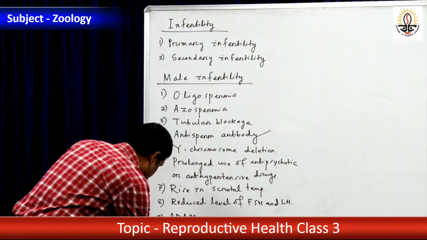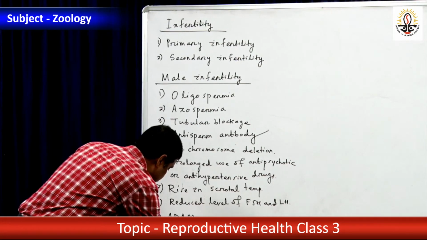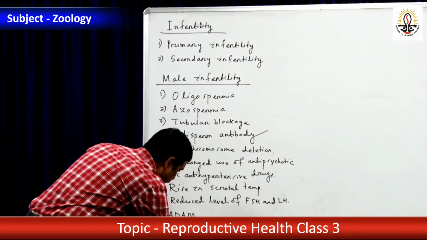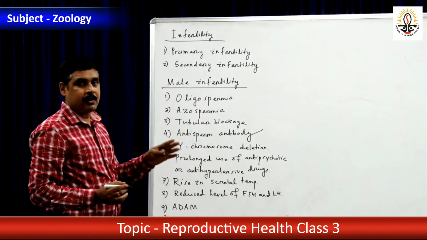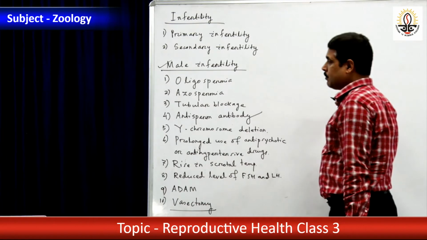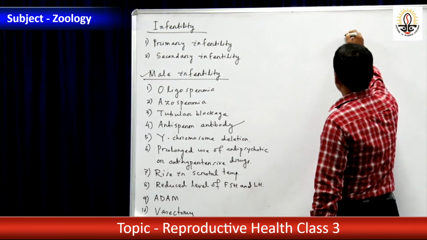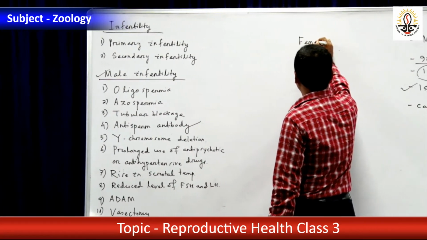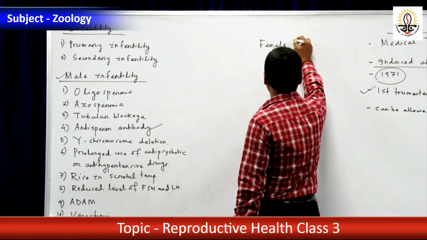Another one is vasectomy. Vasectomy means ligation of vas deferens of both the sides. So these are some causes of male infertility. If we list the female infertility, what are the causes of female infertility?